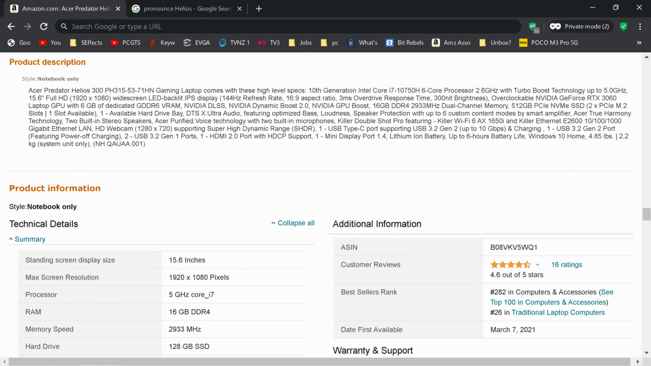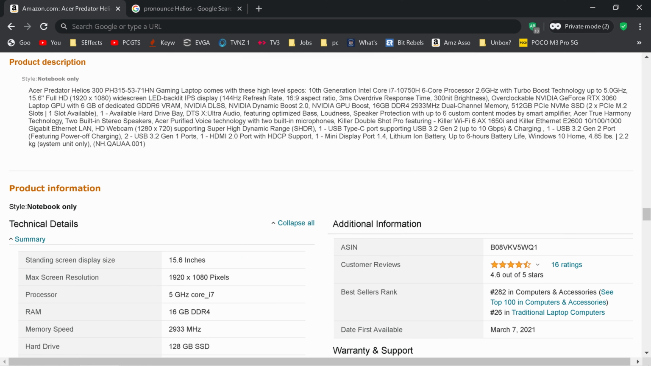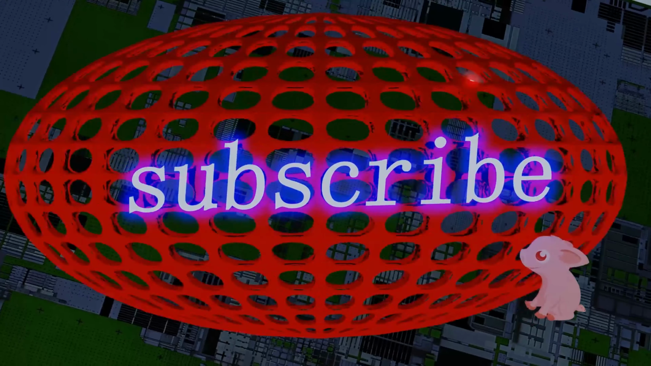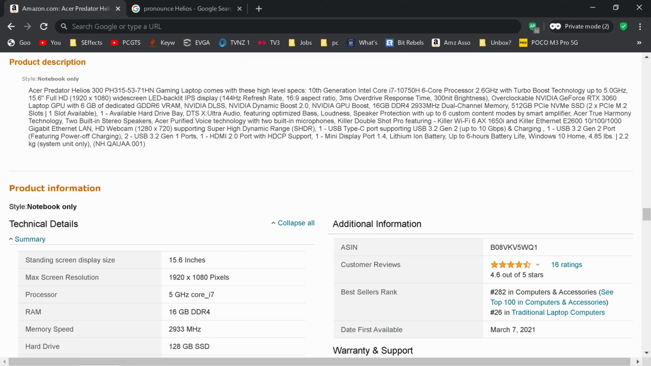It's got the 15.6-inch Full HD 1080p display. Okay, 144 refresh rate, can go up to 144 frames per second. 3 millisecond refresh time. Okay, 300 nit brightness. It's an overclockable GPU, the 3060. It's only 6 gigabytes, okay, of video memory. And it's got 16 gigabyte of DDR4 memory at 2,933 megahertz. That's just fine.